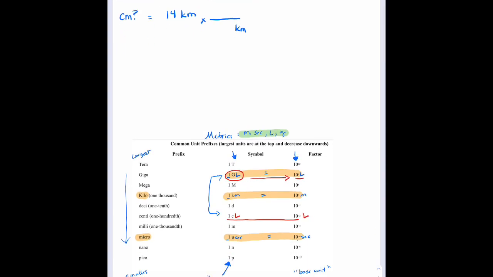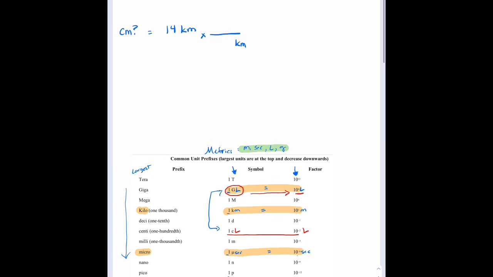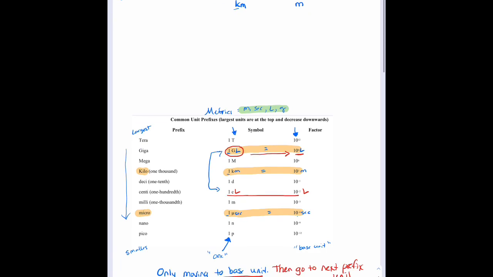So in this case, we're going from a kilometer, and it wants us to move into centimeters. So I've got a prefix and a prefix, so I'm going to go to the base unit, and then I'm going to go to the centimeters. So I'm going to be going to meters, and then I'm going to go from meter to centimeter. So I'm going to look at my chart. I'm going to erase some of this.